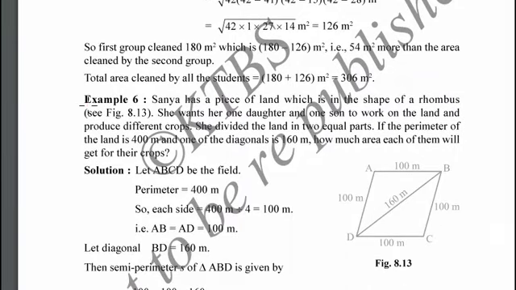Let us solve example 6. Sanya has a piece of land which is in the shape of a rhombus. She wants her one daughter and one son to work on this land and to produce two different crops. She divided the land into two equal parts. In this rhombus, Sanya divided the land into two equal parts.